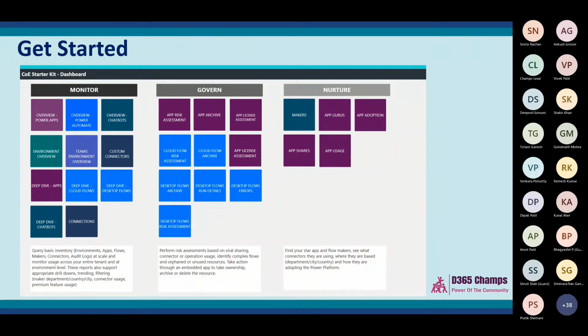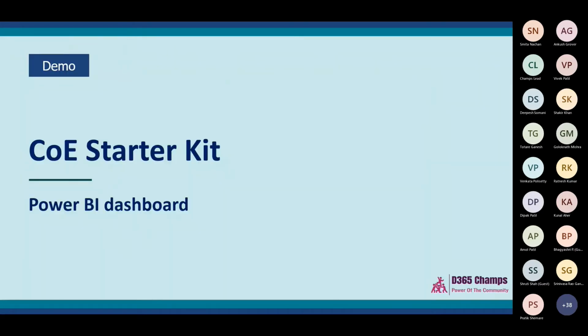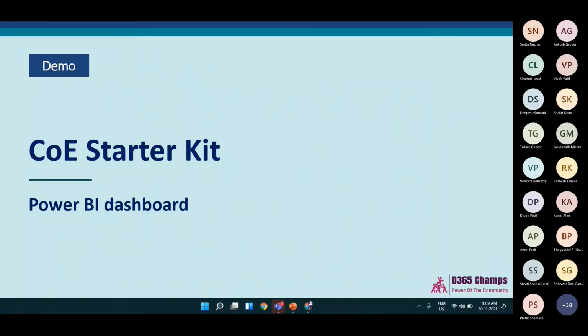As we said, this COE starter kit will allow the organization to monitor the apps, flows, Power Automate, connectors, and other things that we have in the organization. At the same time, it will help you to govern all of those. We also want everyone in the organization to grow and start using the Power Platform. Then the nurture component comes into the picture, through which we'll be able to help your makers by giving some good insights, and drive adoption of Microsoft Power Platform inside the organization. This is just a snapshot of the Power BI report that we have. Now let's get started and look at that Power BI dashboard first.